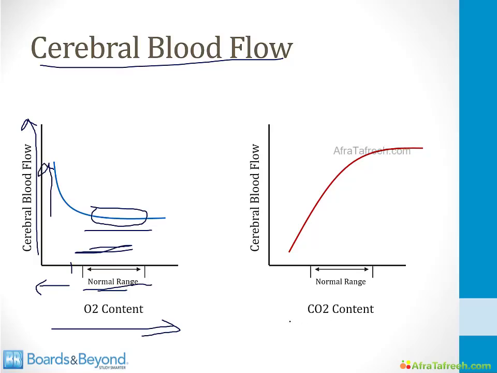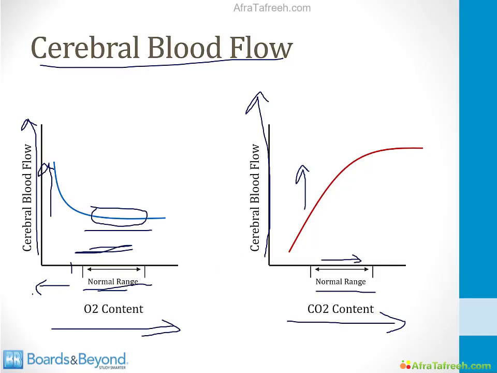Carbon dioxide, on the other hand, has a very different curve. This is shown on the right. Carbon dioxide level is along the x-axis, and once again, cerebral blood flow is along the y-axis. And this is the normal range of CO2 content of blood. And you can see that anytime the CO2 content goes up a little bit, the cerebral blood flow also goes up quite a bit. And so when metabolic activity occurs in the brain, it may change the oxygen content, but that's not going to have much effect on cerebral blood flow. However, metabolic activity is going to increase the CO2 content, and that is what will be the major determinant of cerebral blood flow.